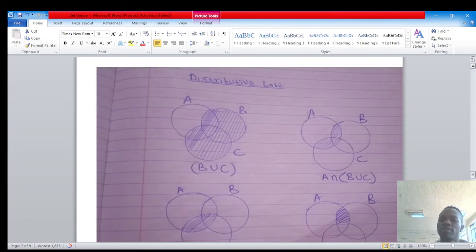Then see, this other one is set A, B, C. So how is it read? It's set A intersection, open the bracket, B union C, because B and C share elements.